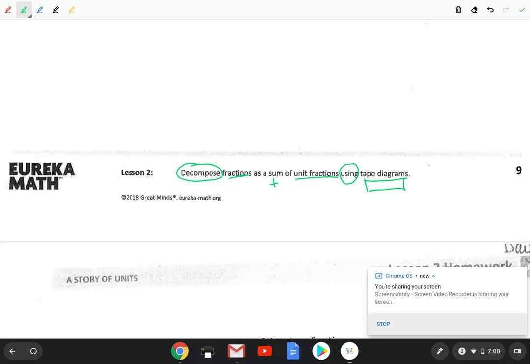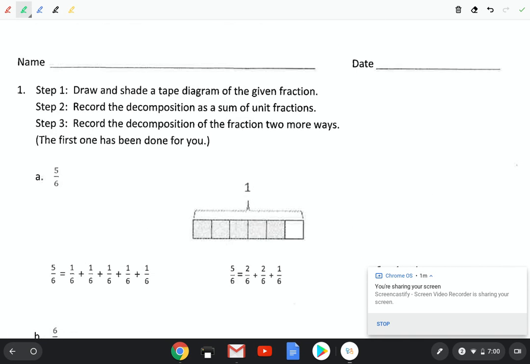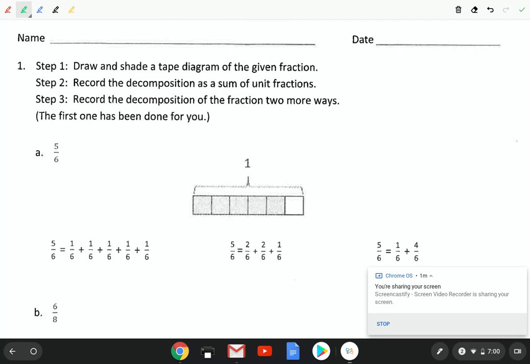Okay, so as we said yesterday, decompose means to break down. So we're going to break down fractions as the addition of smaller unit fractions. And then we're going to represent that with the drawing of a tape diagram. Okay, so let's see how that's going to look, boys and girls. So this is number 1, and it has 3 steps. And as you know already, when we have multi-step directions, we take it one at a time. So let's only worry about step 1 right now.